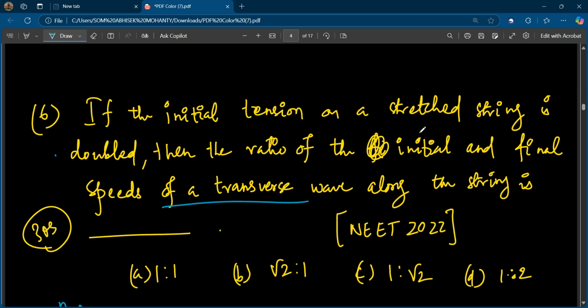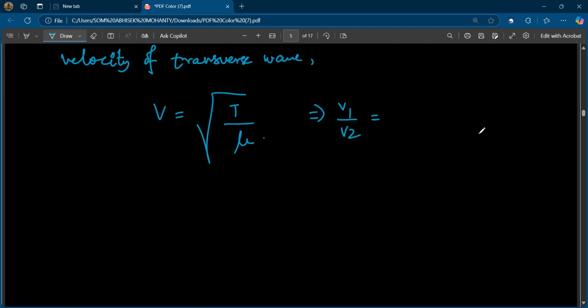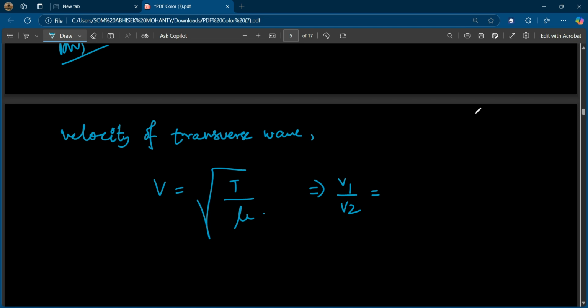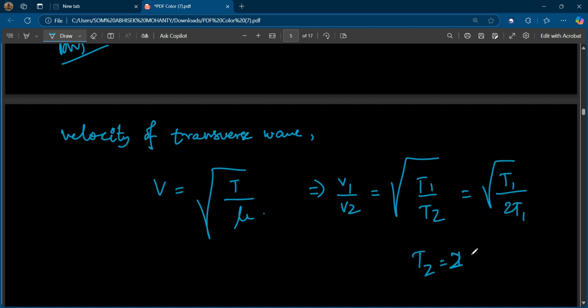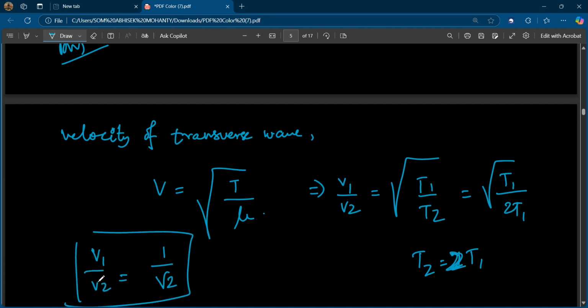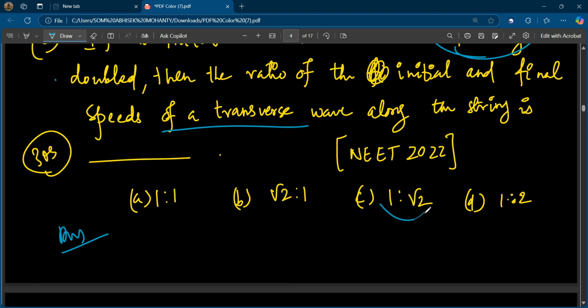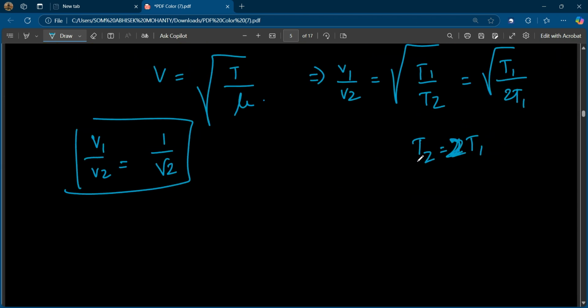The tension in the string is doubled. That means it is the same single string, so the mass is the same, only the tension is being doubled. So root over of T1 by T2, right? T2 is double of T1, so T1 by 2T1. So it becomes 1 by root 2, so V1 by V2 is equal to 1 by root 2. Again, very easy question. These questions are coming in exam, so you should be able to solve them.